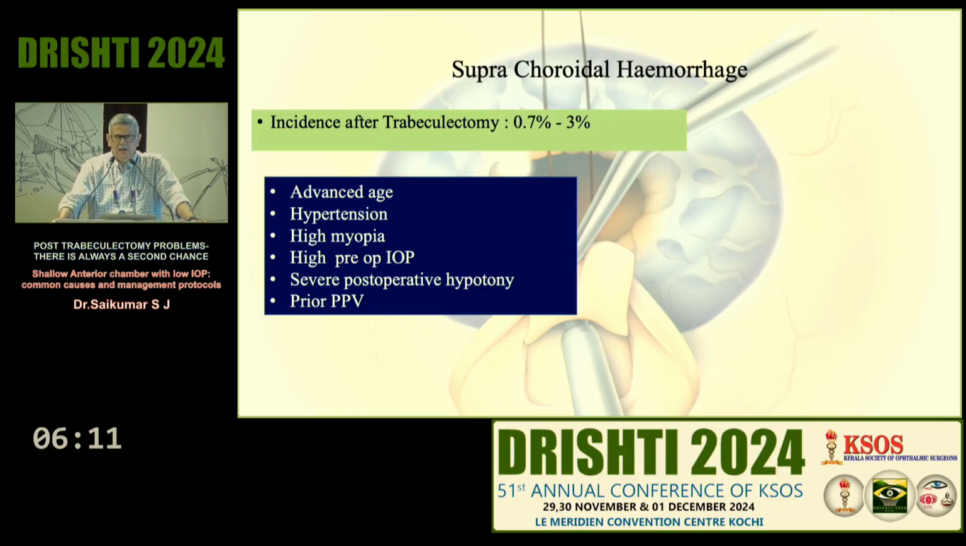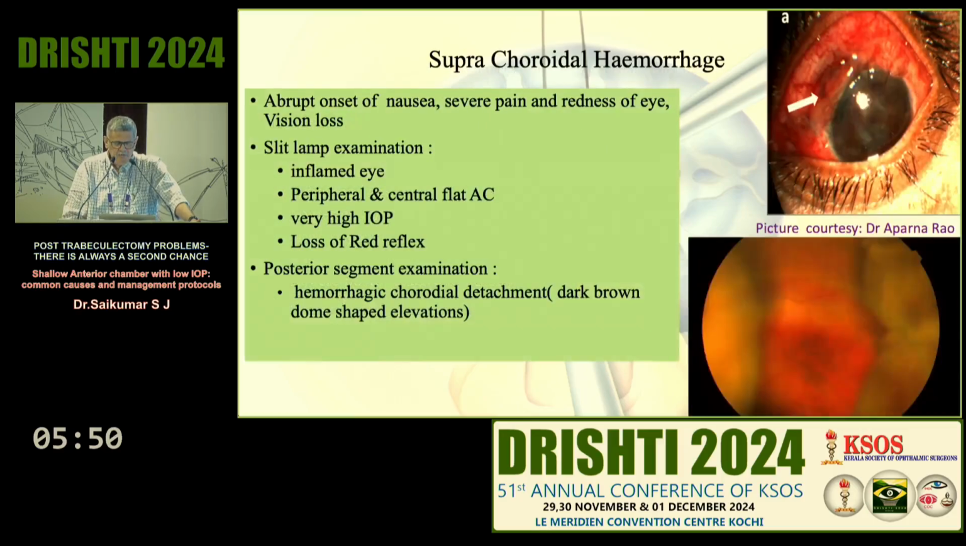Late suprachoroidal hemorrhage is not at all common. This is what the literature says, but we haven't seen that many cases in clinical practice at least. And the risk factors obviously are uncontrolled hypertension, very elderly people, myopes, when the intraocular pressure is very high, and previously vitrectomized eyes.